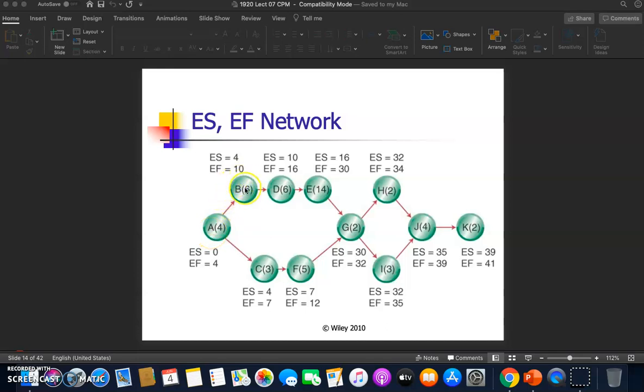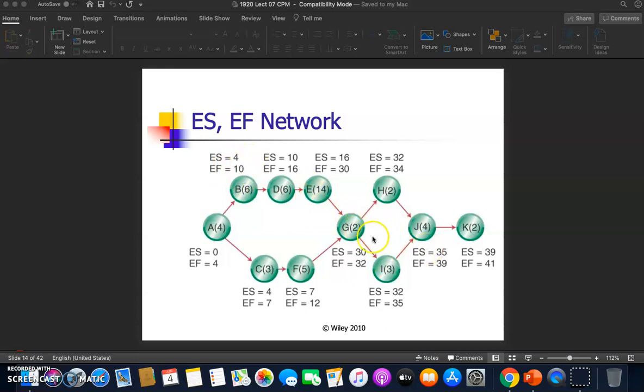And activity B, earliest start is at week 4 because it depends on its predecessor, activity A. So it depends on activity A before B can begin. Earliest finish is at week 10 because activity B takes 6 weeks to finish. 4 weeks start plus 6 weeks to finish, and earliest finish is at week 10, and so on.